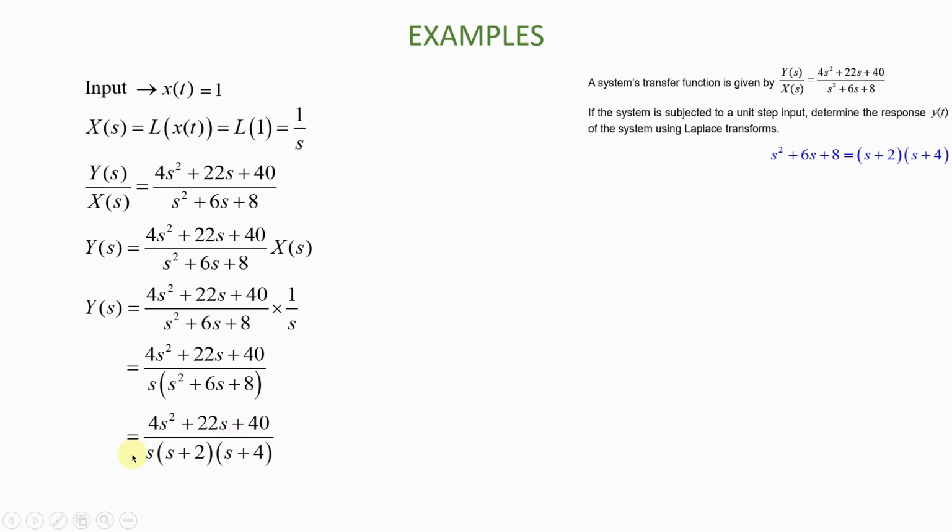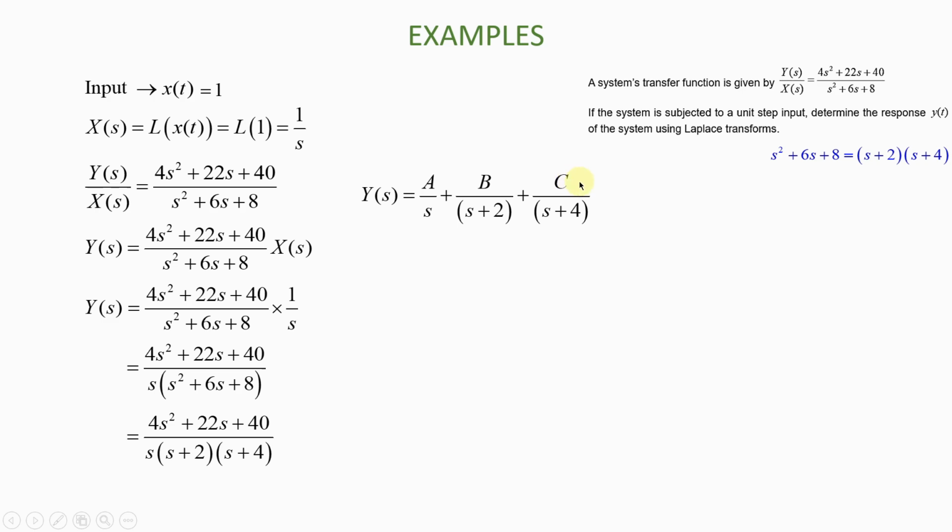Okay, once you have it like this, you will again remember from your maths course that it is possible, if you have an expression like that, to write it like that, okay? And so Y(s) is actually equal to A over s plus B over s plus 2 plus C over s plus 4. So this here can be written like that, but what we now need to do is to find the values for A, for B, and for C.